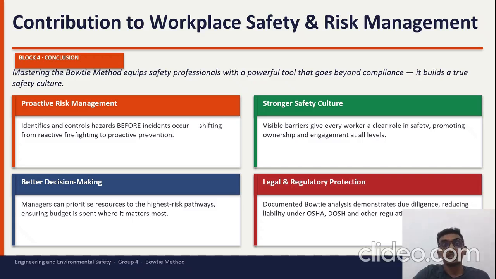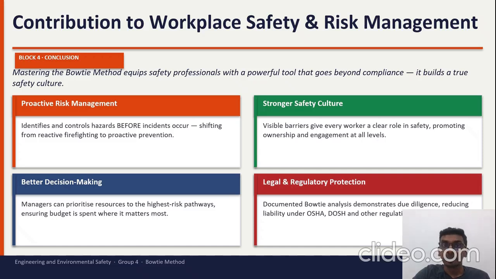And the next one is a stronger safety culture. Because the barriers are very visible now, everyone understands their role in terms of safety. This improves ownership, engagement, and accountability at all levels. And the next one is better decision making. Managers can now clearly see which risks are most critical and allocate resources more effectively, whether it's time, manpower, or budget, whichever is required the most.